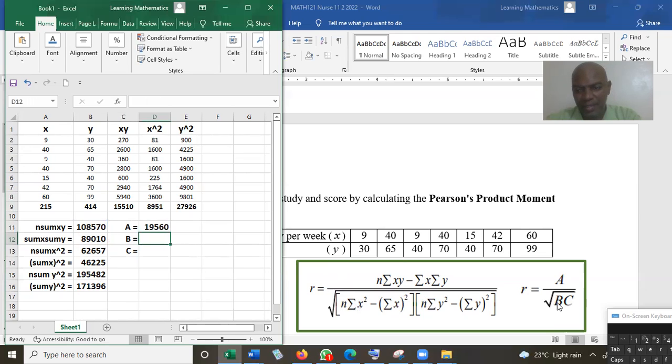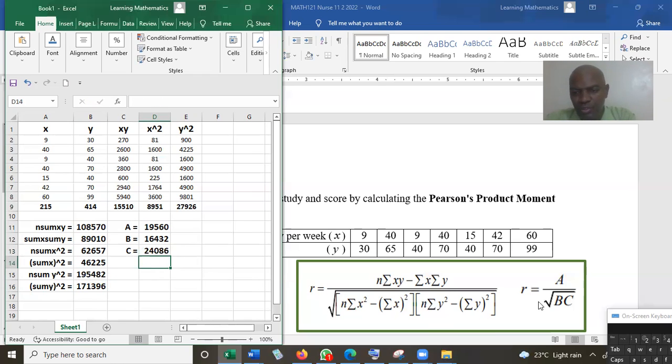B is the third number subtract the fourth number. So we just type equal. The third number is in B13, subtract the fourth number, which is in B14. Enter, and here is B. C is the fifth number subtract the sixth number. So we just type equal. The fifth number is in B15, subtract the sixth number in B16. And here are the 3 numbers.